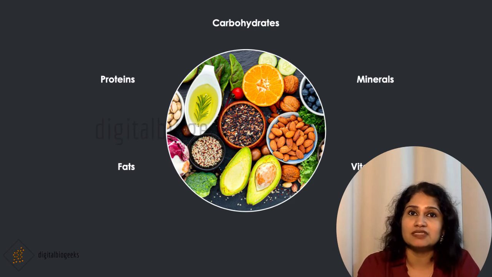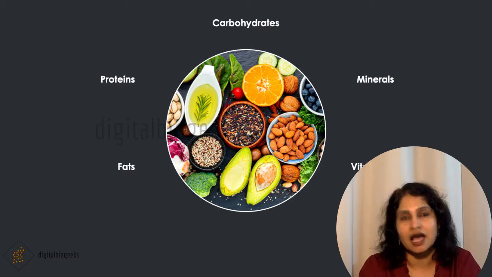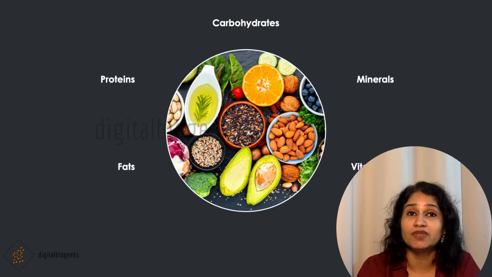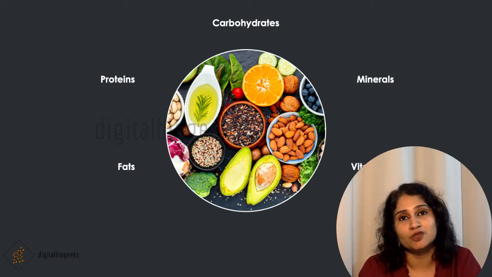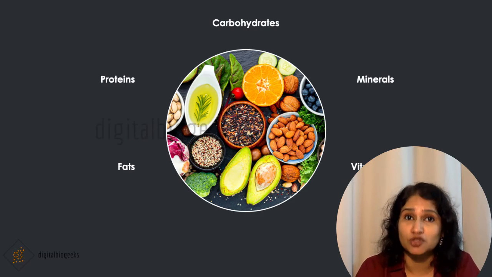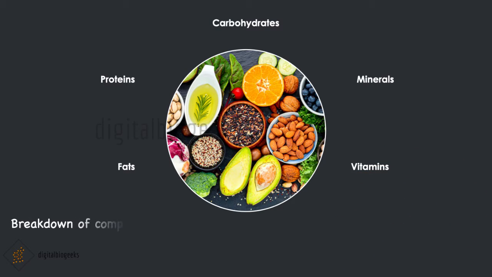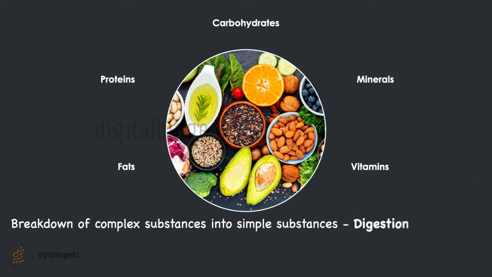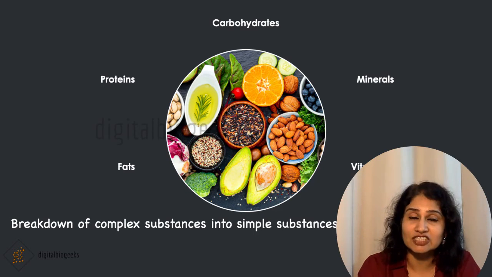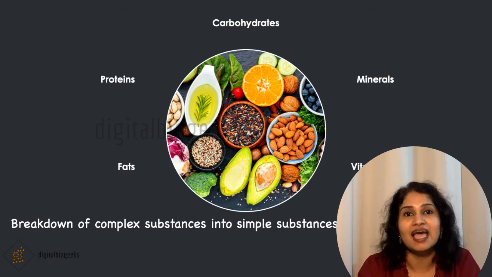But these substances are complex substances. Our body cannot absorb these complex substances as such. For our body to absorb, these complex substances should be converted into simple substances. The breakdown of these complex substances into simple substances is known as digestion. Digestion will help our body to absorb the nutrients for growth and repair.